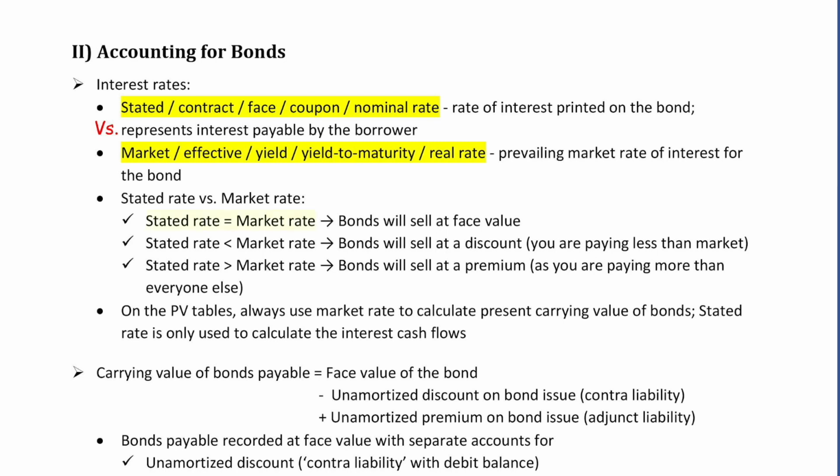Highlight, if stated rate equals market rate, the bonds will sell at, highlight, face value. Highlight, if stated rate is less than market rate, highlight, discount. If the bond is paying less than the market, the bonds will sell at a discount in the market. Highlight, stated rate greater than market rate. Now in that case, the bond will sell at, highlight, premium.